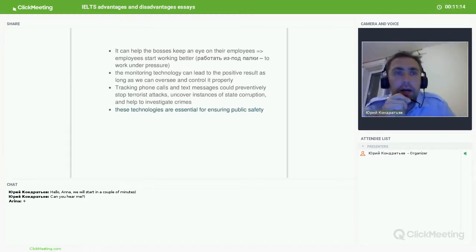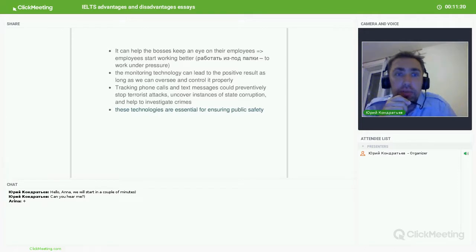A few more. It can help the bosses keep an eye on the employees. So hopefully employees will start working better because of this. The monitoring technology can lead to a positive result as long as we can oversee and control it properly.